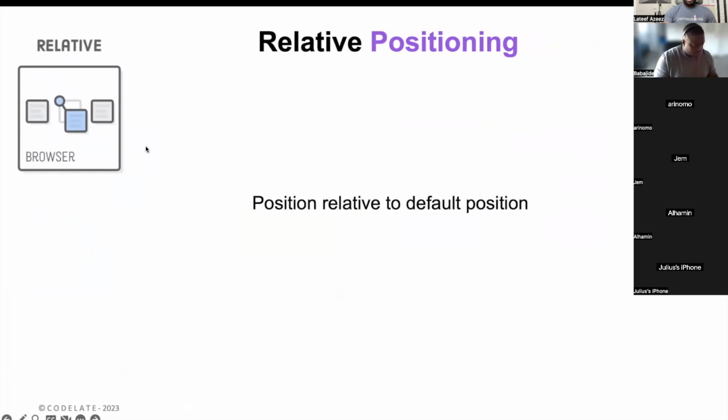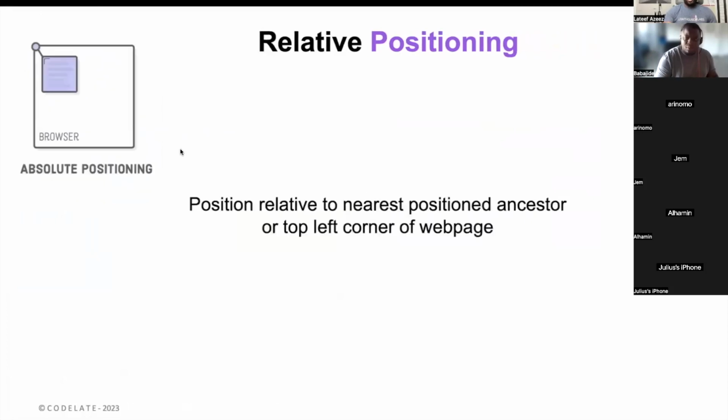Now we've talked about static, and we've talked about relative positioning. The third one is the absolute positioning, and that is a position relative to the nearest positioned ancestor or the top left corner of the web page. Don't mind the poor grammar.